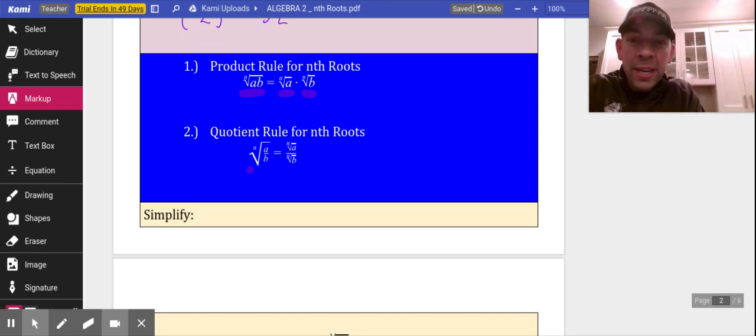Same thing here when you're dividing. If you have the nth root of the fraction a divided by b, just think of that as the nth root of a divided by the nth root of b. Two separate problems where you just divide their answers.